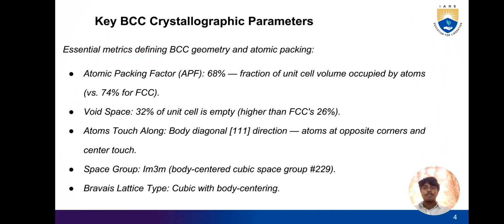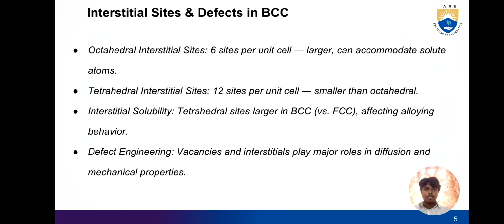Examples and properties. The common metals with BCC structure at room temperature include iron (Fe), chromium, tungsten, molybdenum, potassium and barium. BCC metals typically exhibit high strength, toughness and ductility due to their atomic arrangement. BCC structures have more interstitial space compared to FCC, which influences diffusion and alloying behavior.